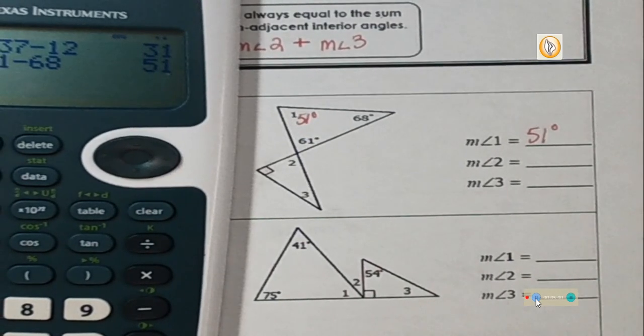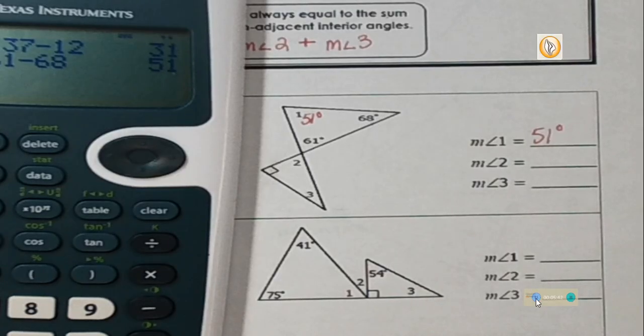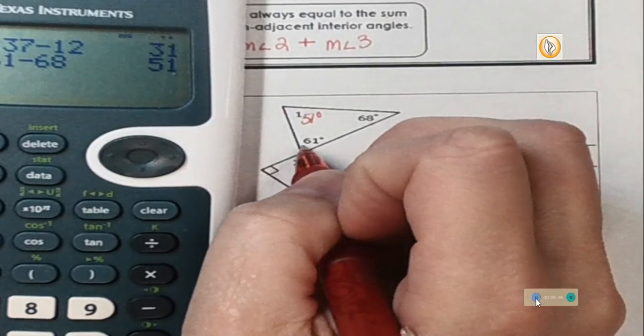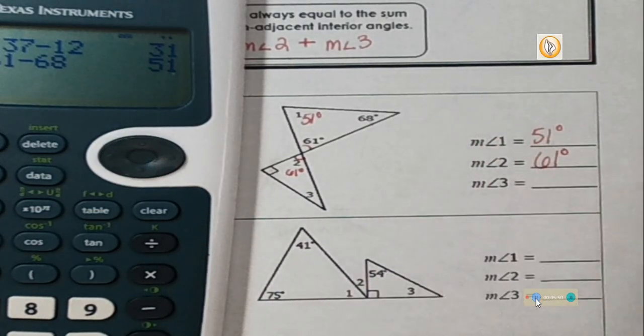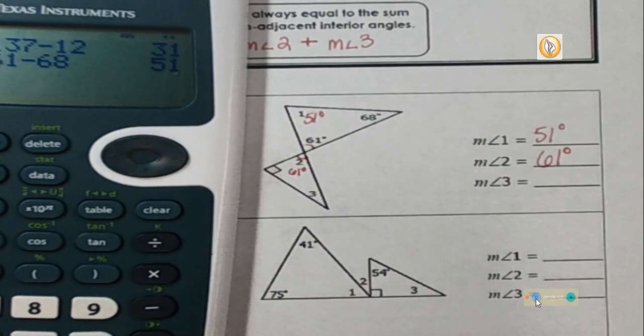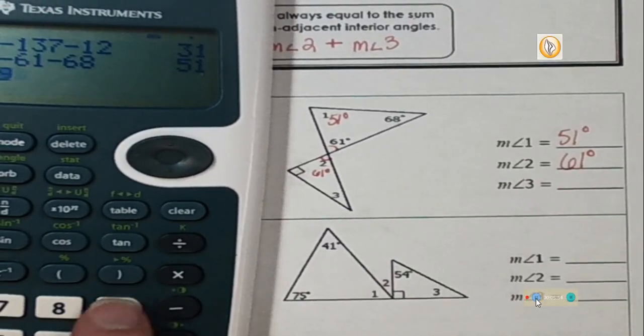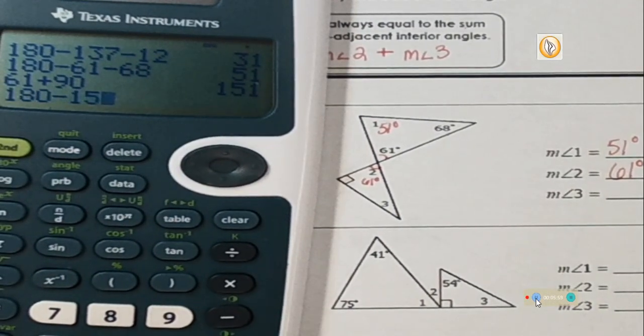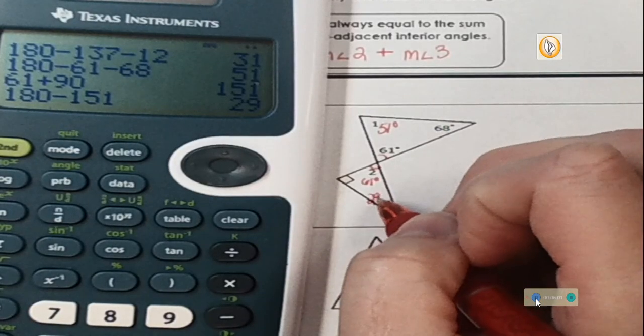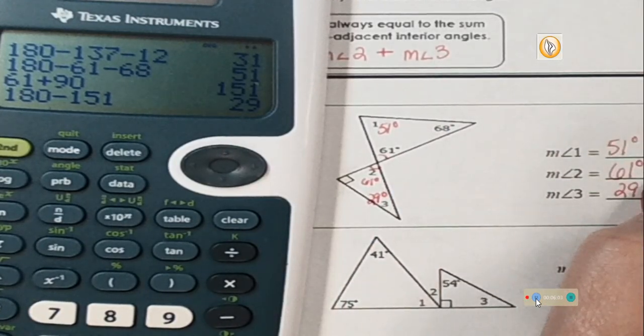All right. Is there any other angle that you can now tell me? 2. What is 2? Why? They're vertical angles, and vertical angles are the same. All right. So 61 plus 90 uses up 151. So 180 minus the 151 gives us 29 degrees for angle 3.